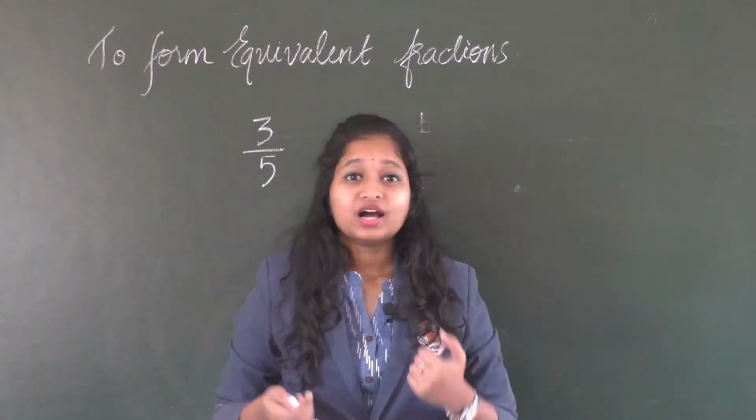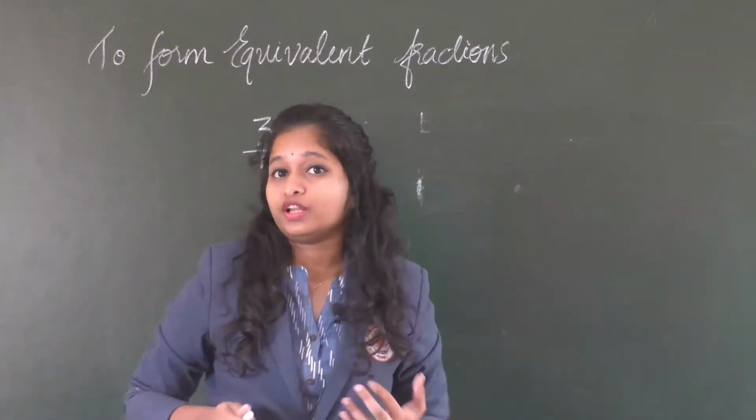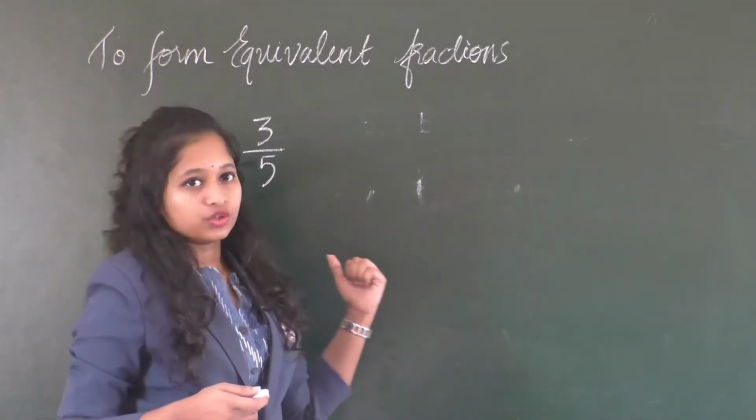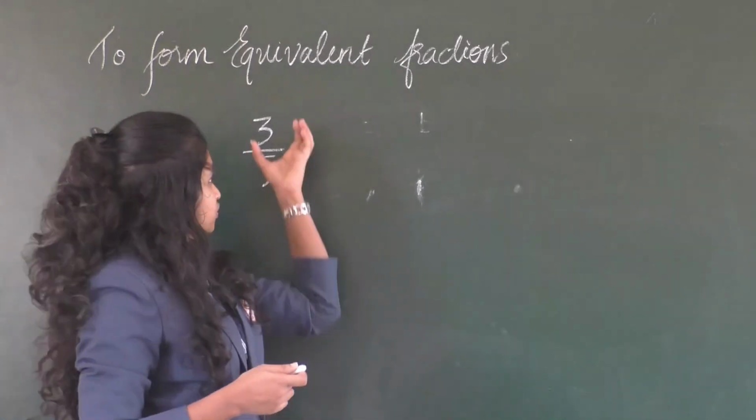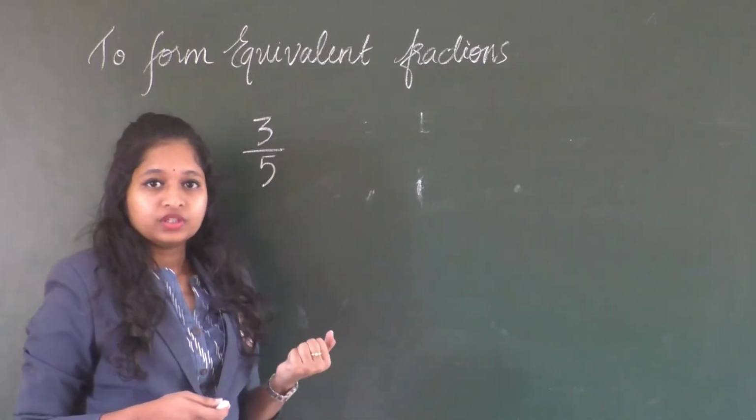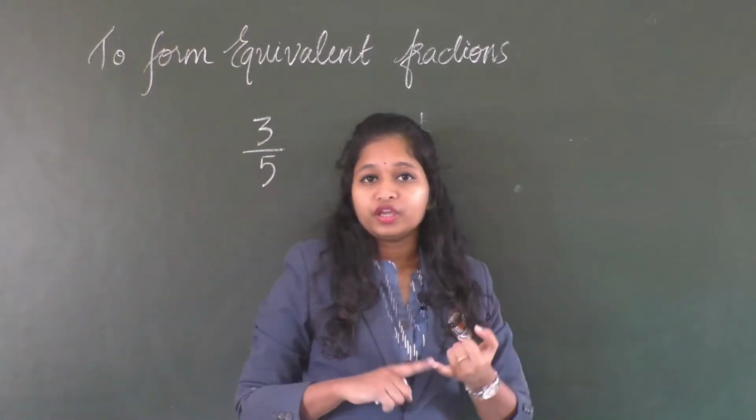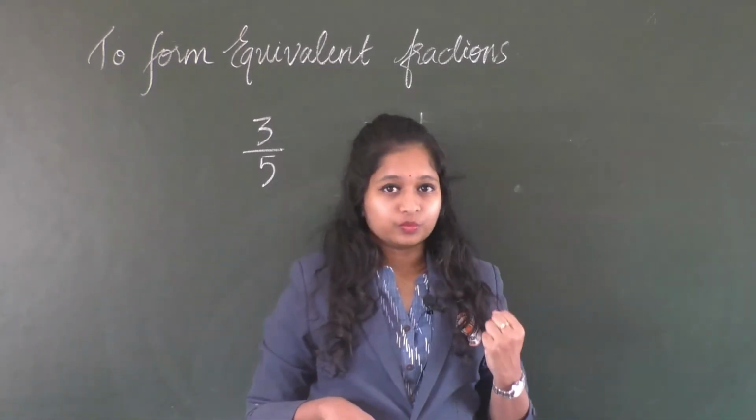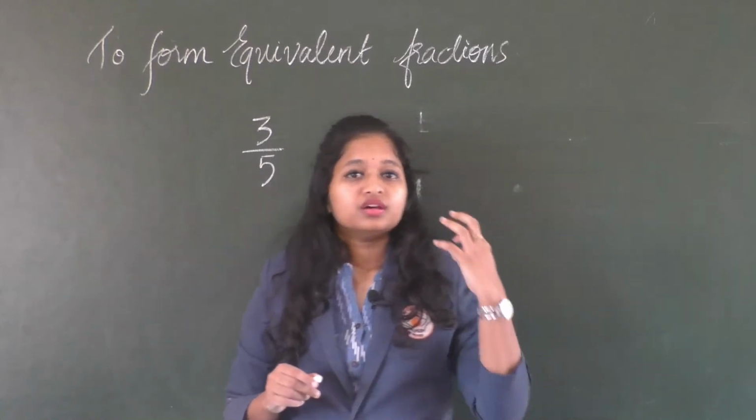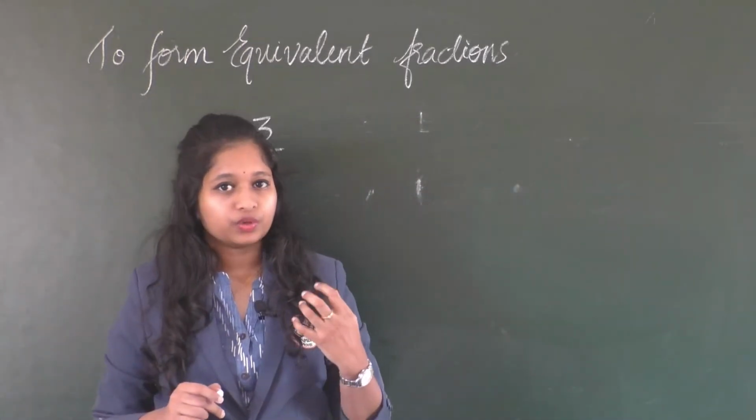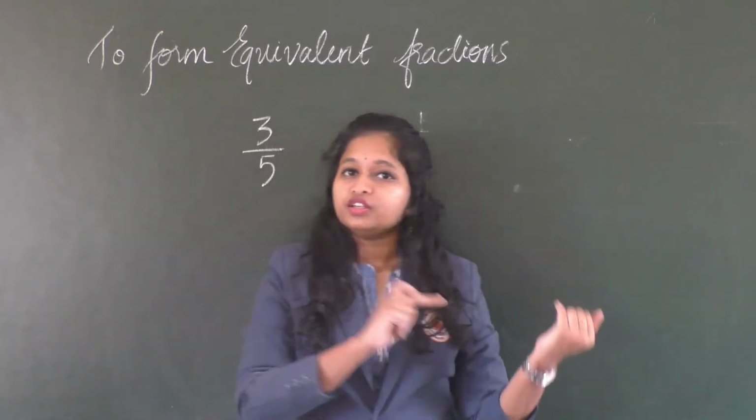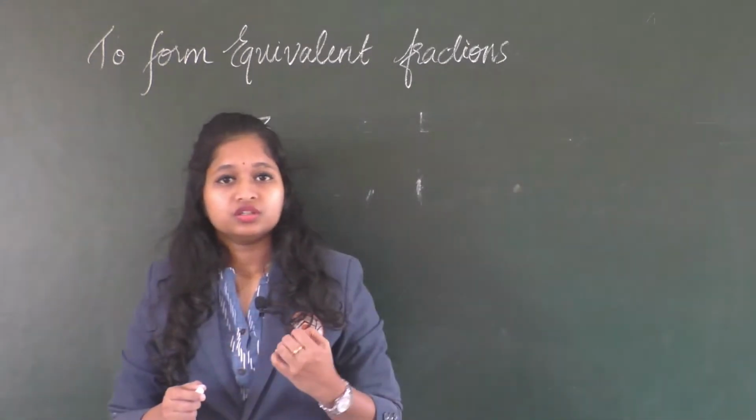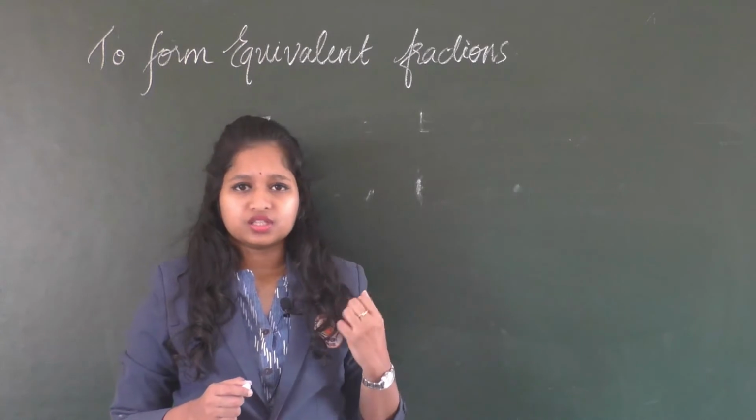Now let's learn how to form an equivalent fraction. So here I have a question, 3 by 5. Now one way of solving is to multiply the numerator and denominator by the same number. The other method is to divide the numerator and denominator by the same number.